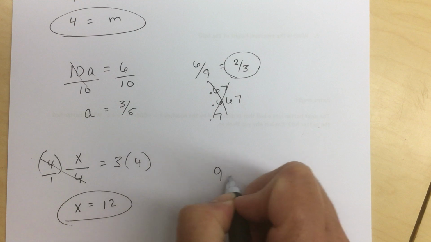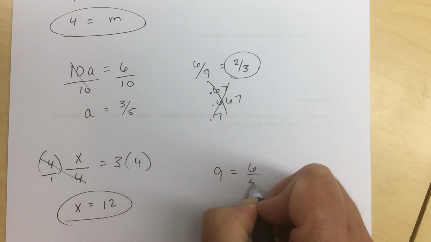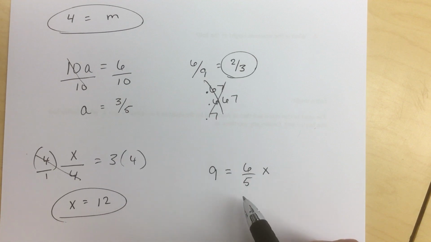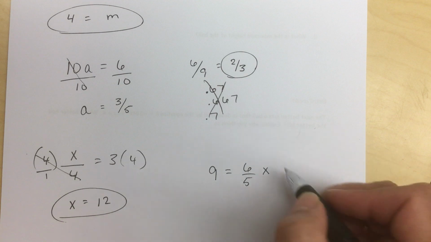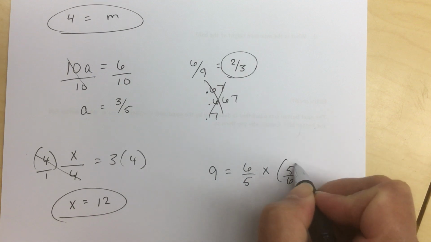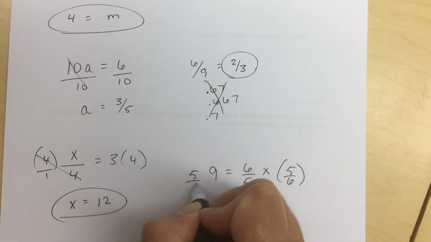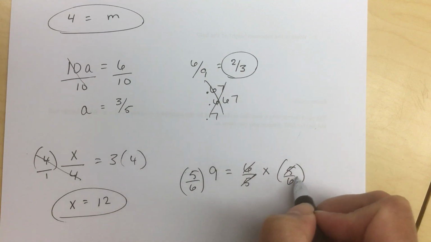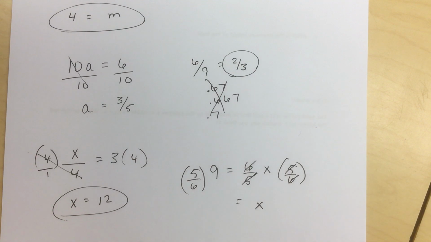You could have multiplication with a fraction. So let's say you have 9 equals 6/5 times x. The way that you get rid of a fraction is to multiply by its reciprocal. So the reciprocal of 6 over 5 is 5 over 6. So we're going to multiply both sides by 5 over 6. So this 5 cancels, this 6 cancels, and you're left with an x on this side.